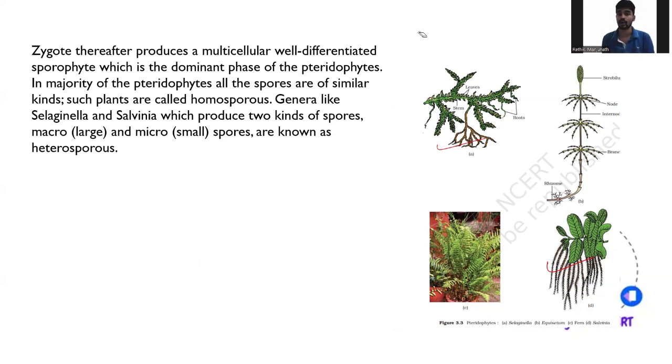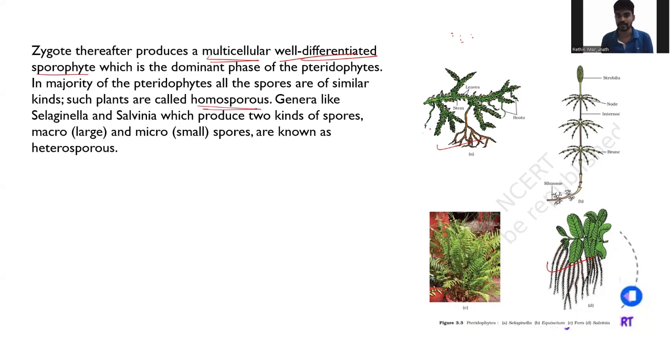Now how does it develop? The zygote develops into a multicellular and well-differentiated sporophyte, which is the dominant phase of the pteridophytes. In the majority of the pteridophytes, the spores are those which lead to the development of the further plant. If the spore formation is similar in kind, those plants are called homosporous.